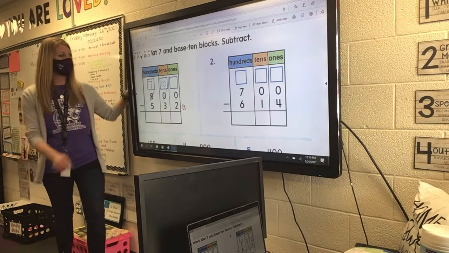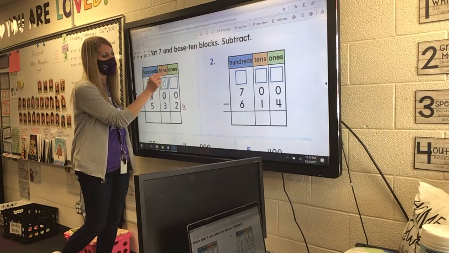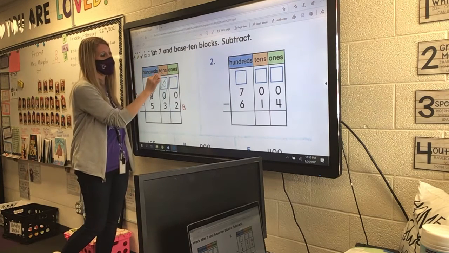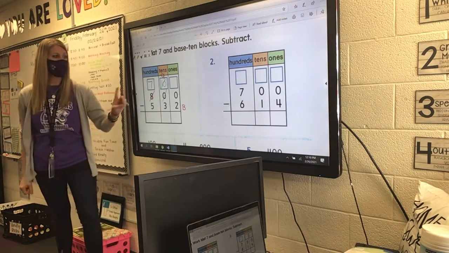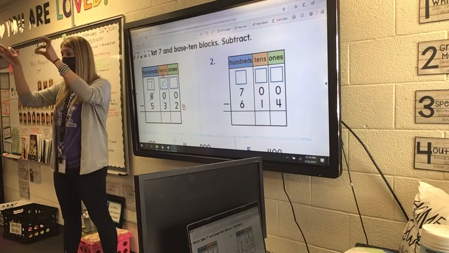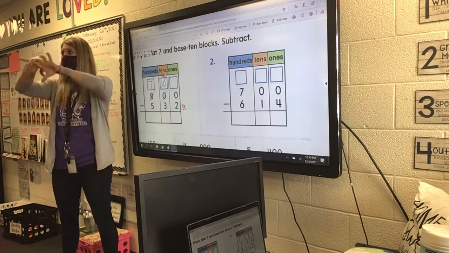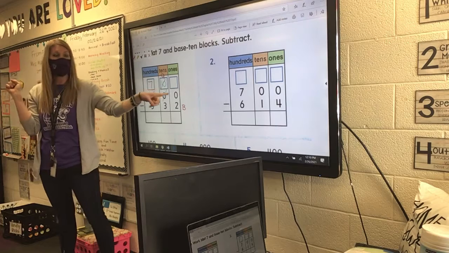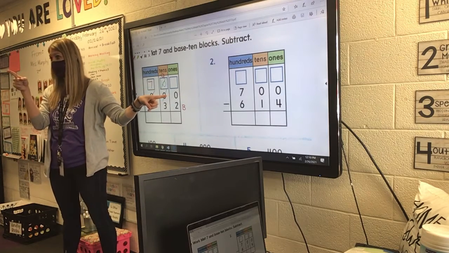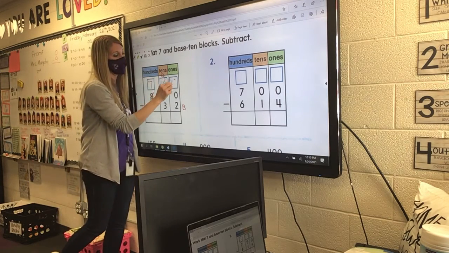So let's cross off the 10, and now that becomes a 9. And then I'm going to move that 1 stick of 10, and I'm going to break it apart into how many ones? 10. So I'm going to make this a 10 over here.